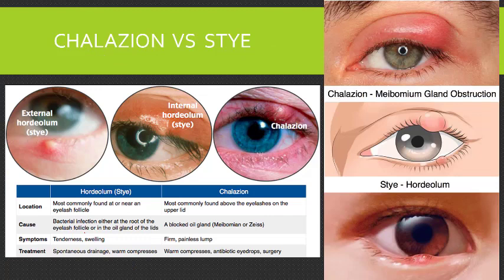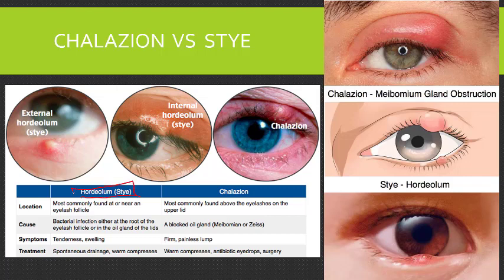Now, this isn't an emergency, but this is so common and so frequently tested, there's absolutely no way we couldn't talk about it. This is a chalazion versus a sty. A sty is also called a hordeolum, in case you're confused. I'm not really sure why everybody is all up in arms about trying to make sure you understand the difference between them, other than it makes a very easy test question.